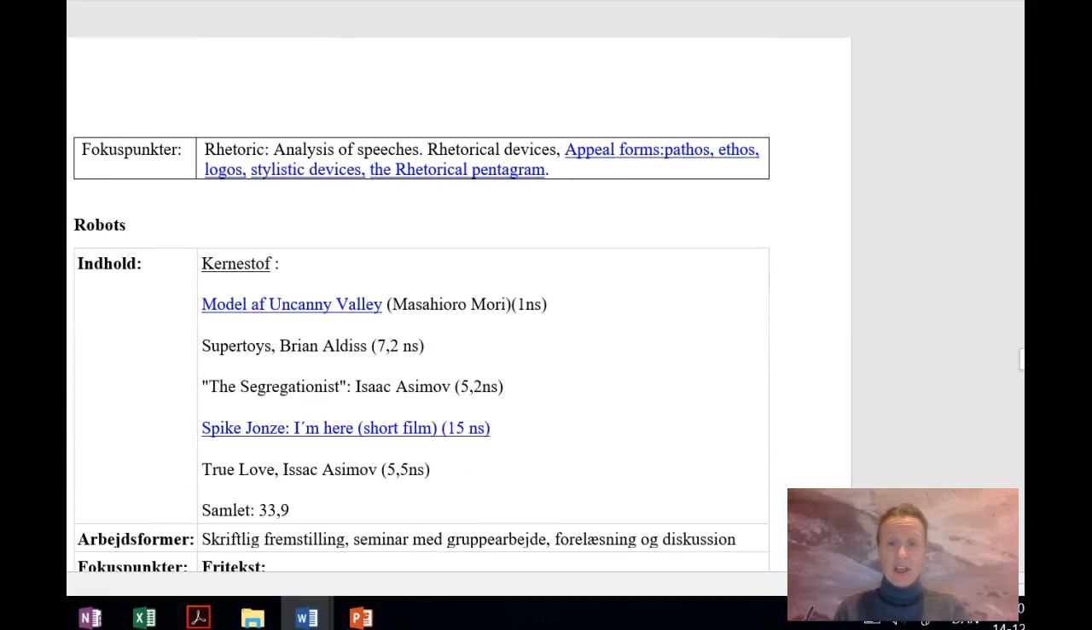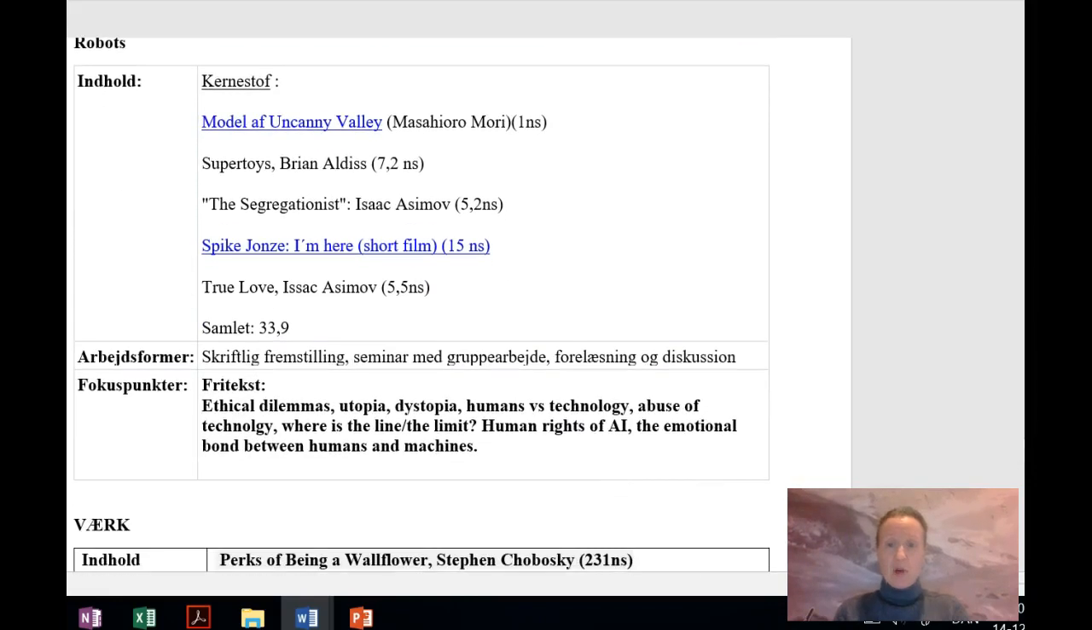When it comes to rhetoric, you have to bear in mind the rhetorical pentagram and the different rhetorical devices, or stylistic devices. Make sure you know your appeal forms. And robots. Here we talked about ethical dilemmas, utopia, dystopia, human versus technology, abuse of technology, where's the limit, human rights of AI, the emotional bond between humans and machine, does it exist, can it exist, etc. Make sure this is a discussion of the ethical dilemmas.